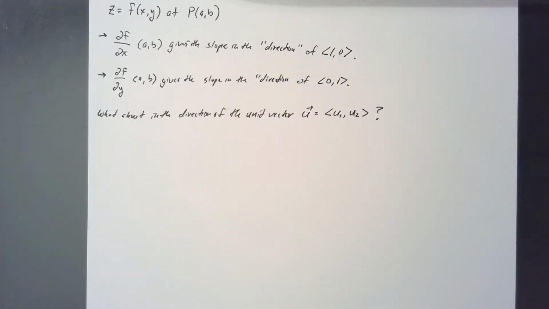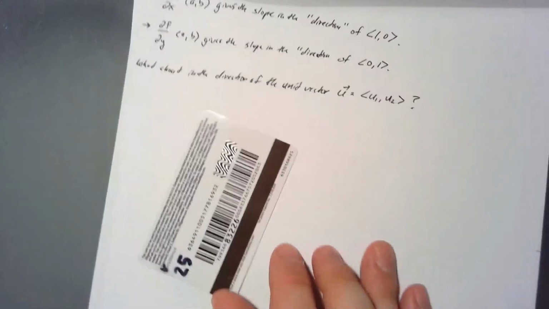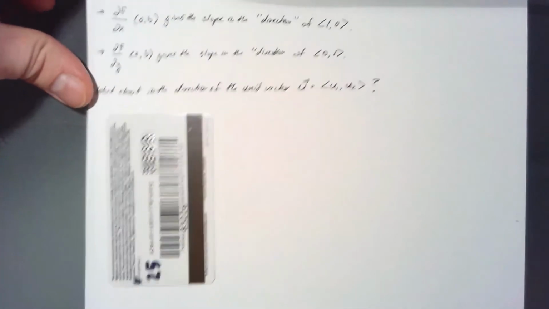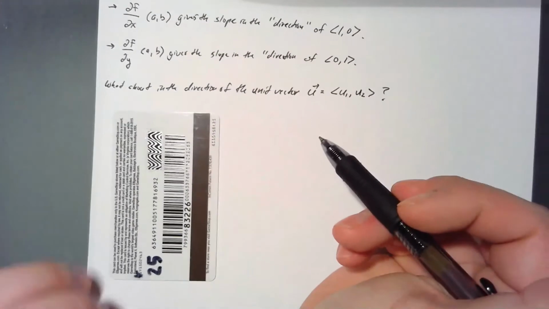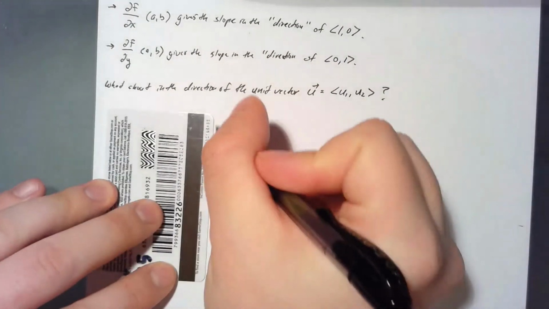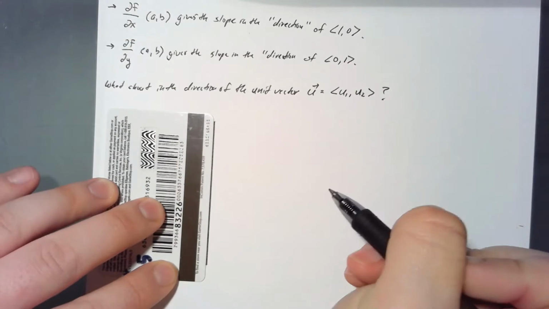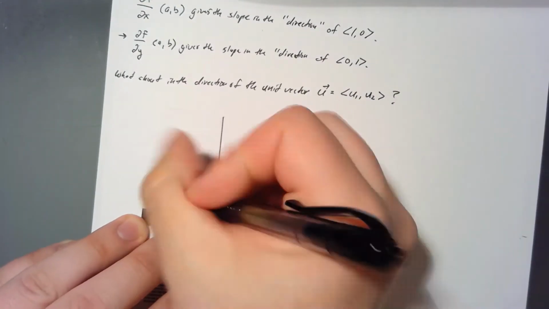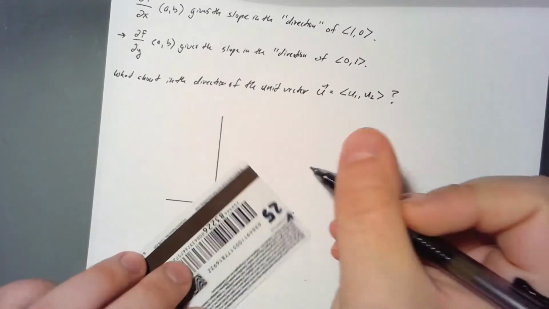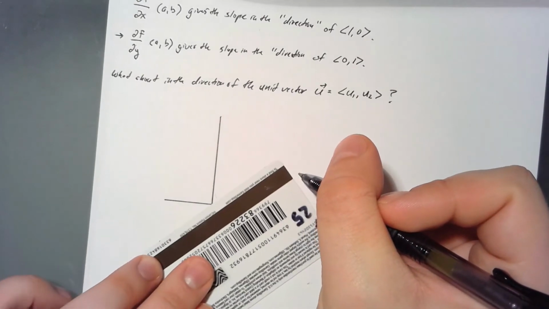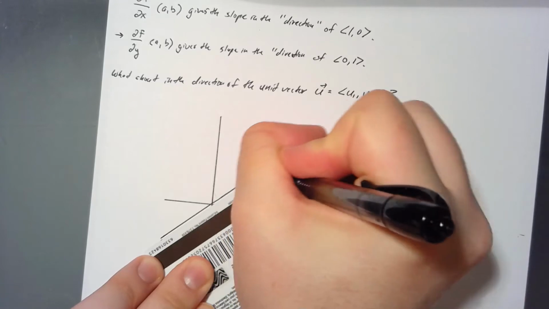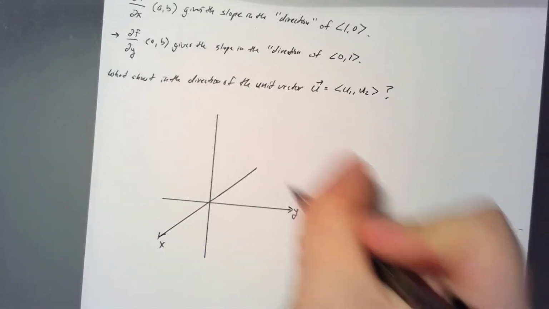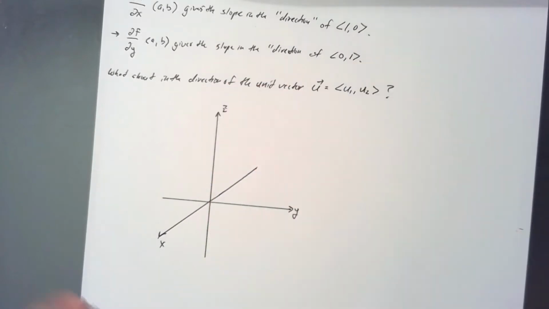make a little graph. So hey, I'm using a gift card as a ruler. Because guess what? My ruler's at school. So that's x, that's y, and that's z. Okay.